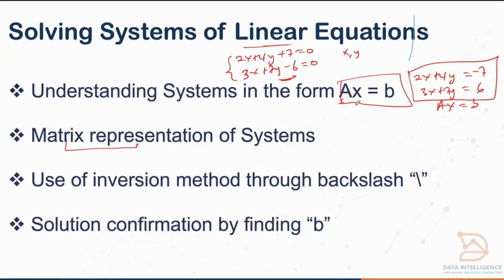So what do we do? We pull out our A, and the A is a matrix. So 2, 4, the coefficients, multiplied by X, Y, is equal to minus 7, 6. This then gives us A, and all of this is called X, and this is called B. This is called the matrix representation of a system. At this point, we can now solve.